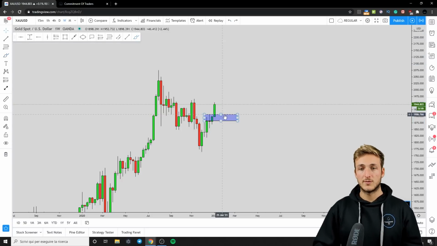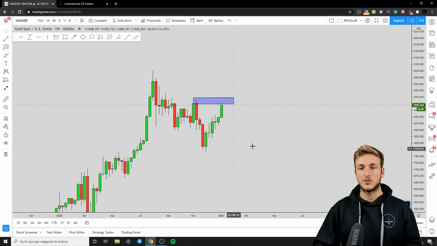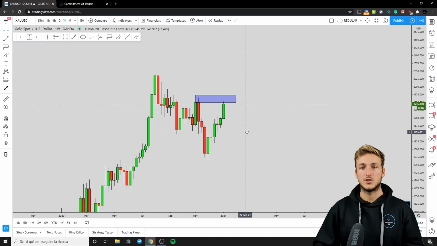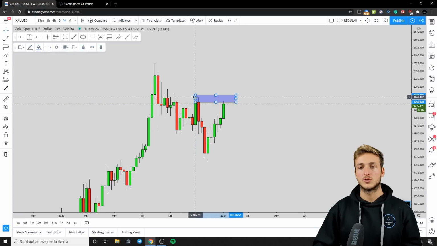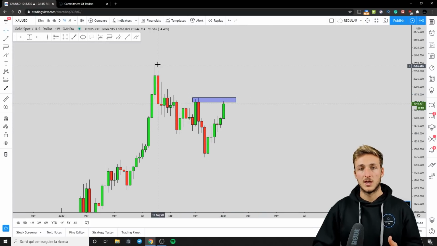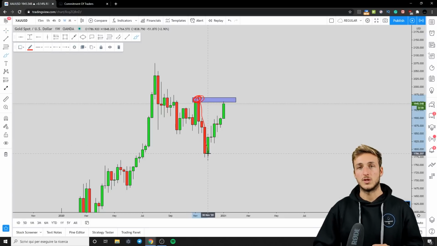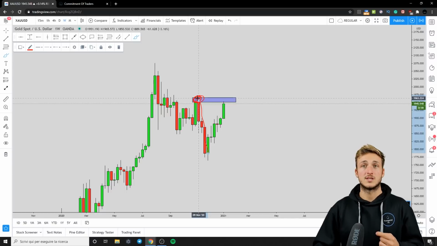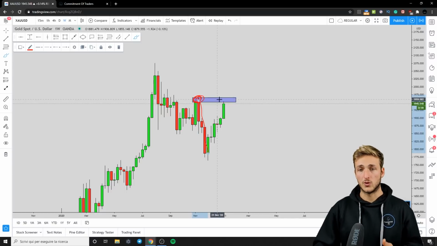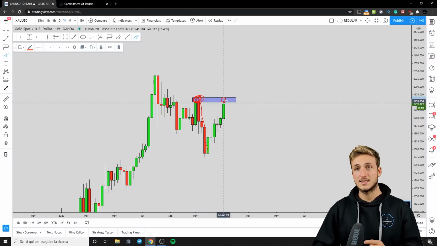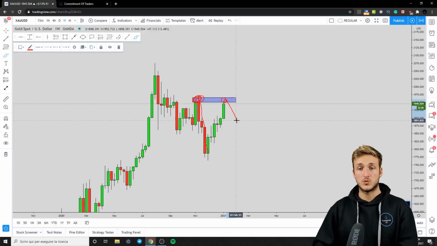But there is one very important thing that we must notice. We must notice that at the moment we have reached actually a quite important supply zone for this market. In fact, exactly from this area, the market had started all this move to the downside. So this area was a very strong supply zone for gold. And currently we are testing exactly the same area from which we can again expect the market to get rejected to the downside.